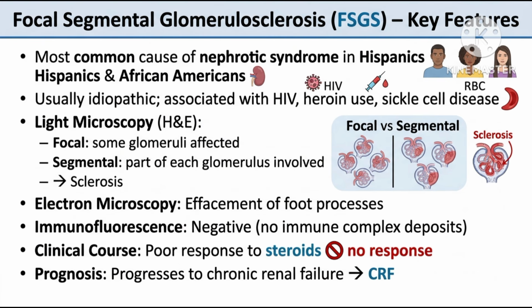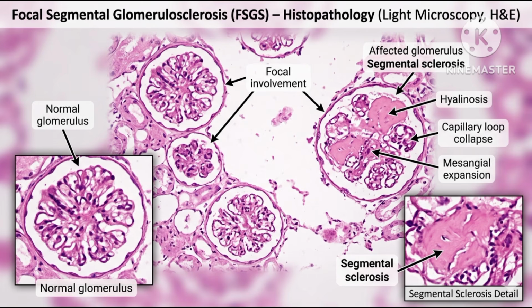Focal segmental glomerulosclerosis, most common cause of nephrotic syndrome in African Americans, usually associated with HIV, heroin use, sickle cell disease, and interferon treatment. Focal means less than 50% of glomeruli are affected. Segmental means part of each glomerulus is involved. Light microscopy will show sclerosis and hyalinosis.